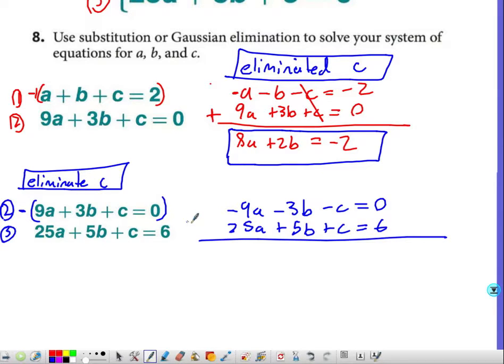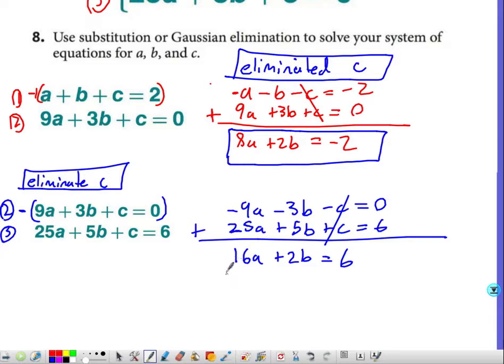Okay, so let's go ahead and add these together. Here we have -9a plus 25a, and so that's going to be 16a. -3b plus 5b, well, that's going to be plus 2b. The c's get eliminated, which is what we wanted to do, equals 6.